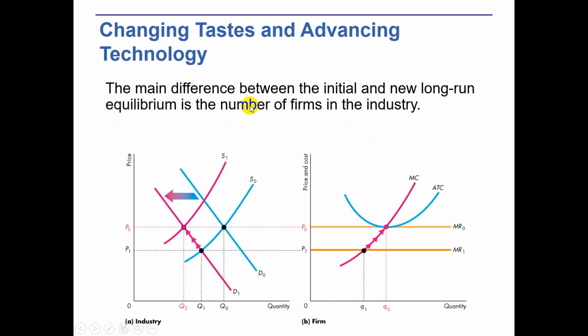So the main difference between the initial and the new long-run equilibrium is the number of firms in the industry, because so many firms have exited from the market, so the new equilibrium will have fewer firms than the earlier one. So fewer firms produce the equilibrium quantity. In that case, the firms have more market share than before, because there is a smaller number of firms in the industry.